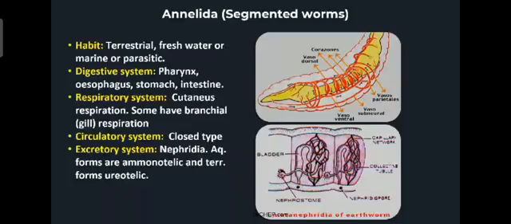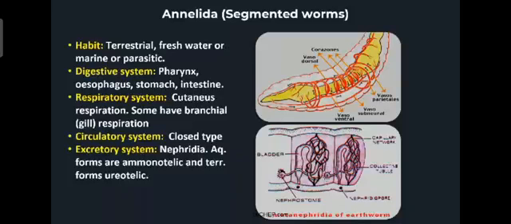Then respiratory system. So here you will find respiration is through cutaneous, that is through the skin, moist skin. If you see in the earthworm body is always moist. Okay, so cutaneous means through the skin the respiration is taking place. So it is cutaneous respiration, as well as some have branchial respiration. Branchial means they have the gills like structure. Through that gills the respiration is taking place.